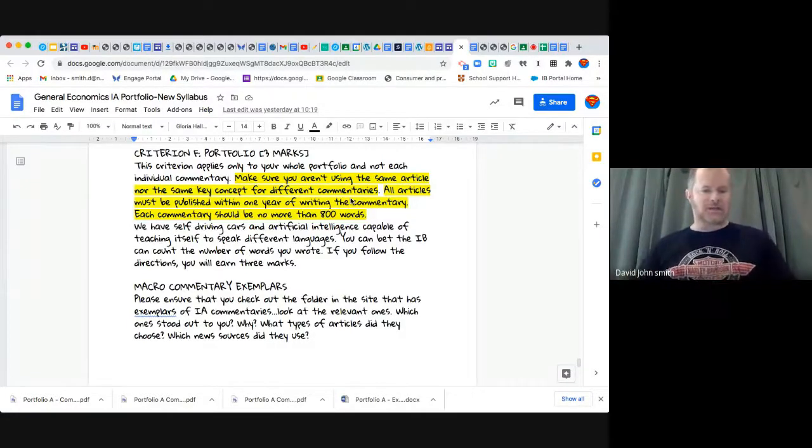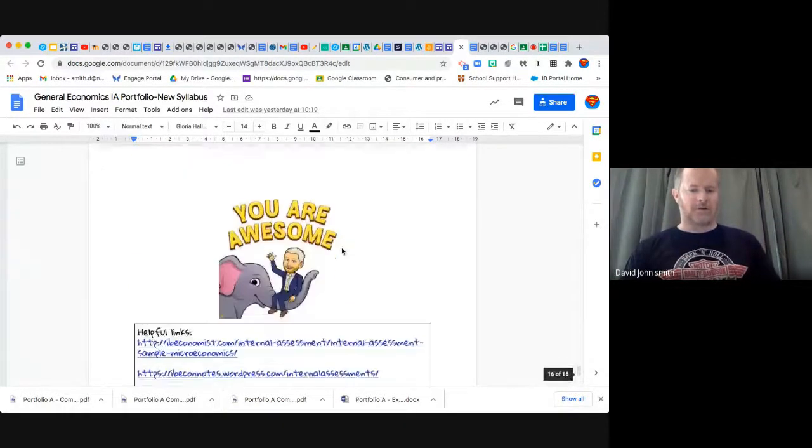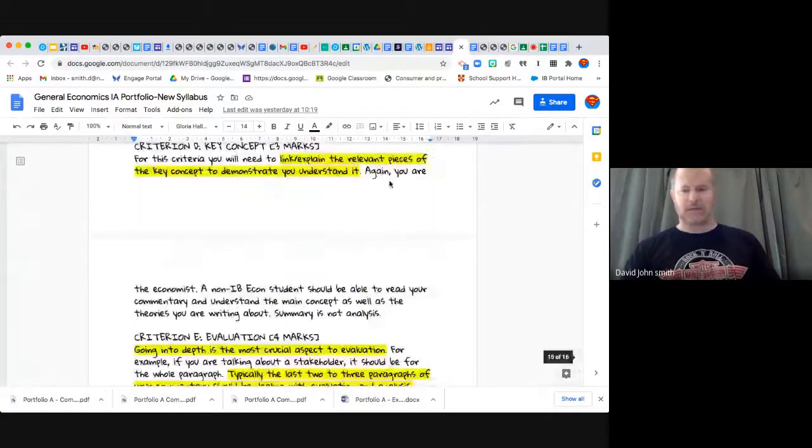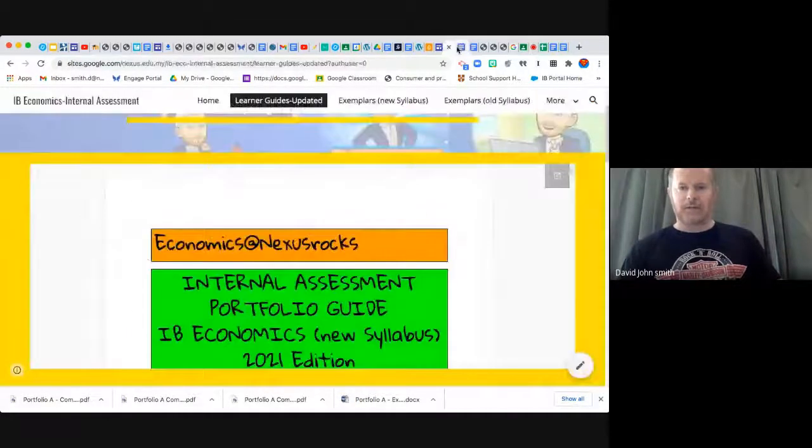You're also going to need to be careful about that key concept, because once you use it once, you can't then use it again for any of the others. And for micro, that can become a bit of a problem, because a lot of the key concepts can actually apply to microeconomics, and we'll look at that. So check the folder for exemplars. There's some helpful things in there too. Okay, back to the site.